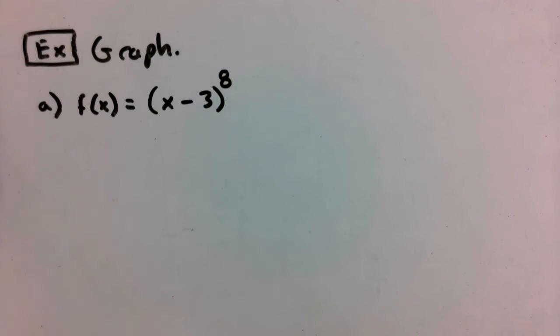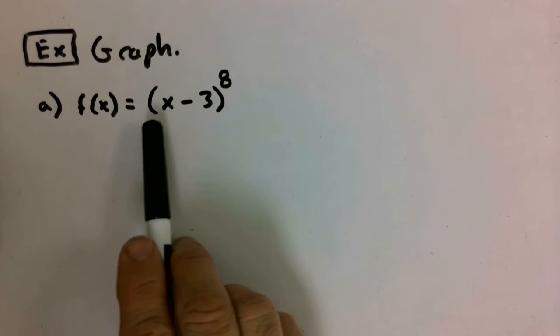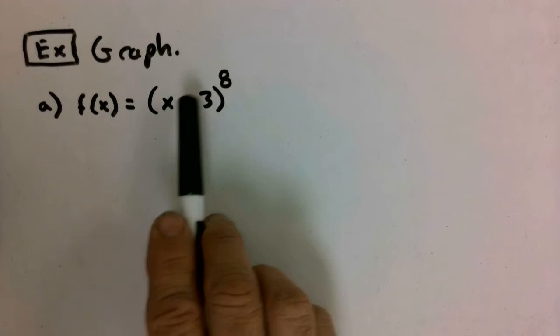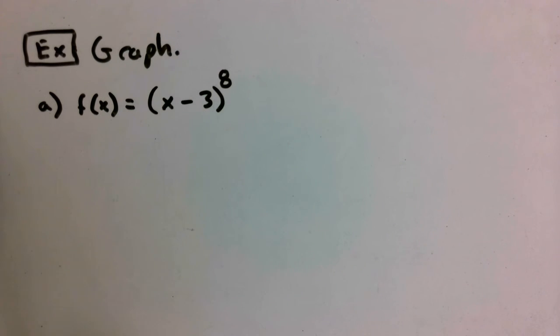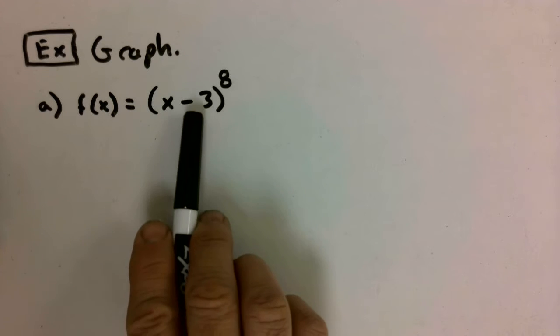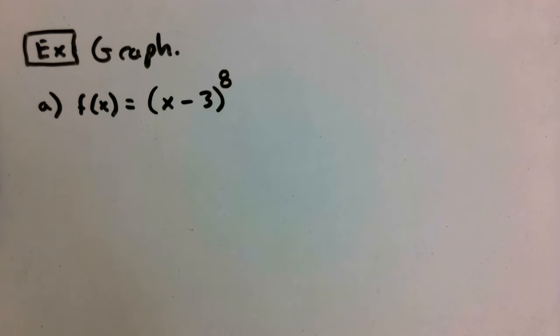power. Well, if I have to do a quick sketch of that graph, what I see is this looks just like y equals x to the 8th, except in parentheses here we have a subtract 3. So I know it's going to look just like the parent function. It's going to be a U-shaped graph with the vertex at 0, 0. But we need to know what that subtract 3 does.